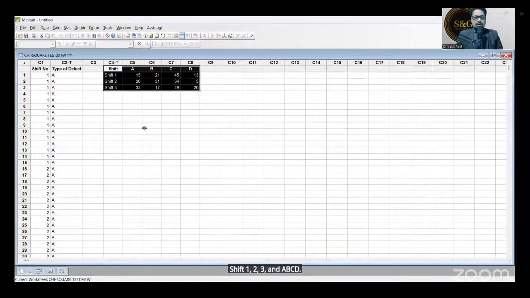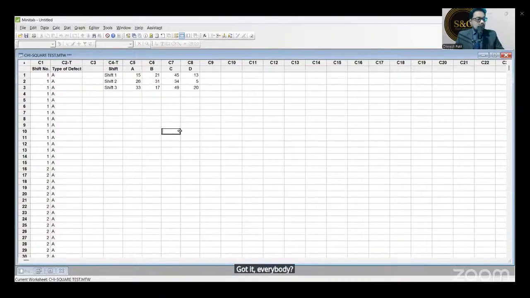So now the same data you can see here, shift 1, 2, 3 and A, B, C, D. The same values have been taken, correct? Got it, everybody? Super.